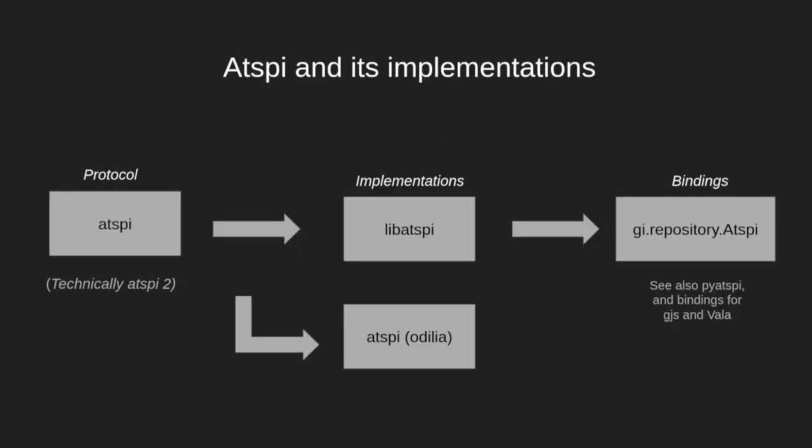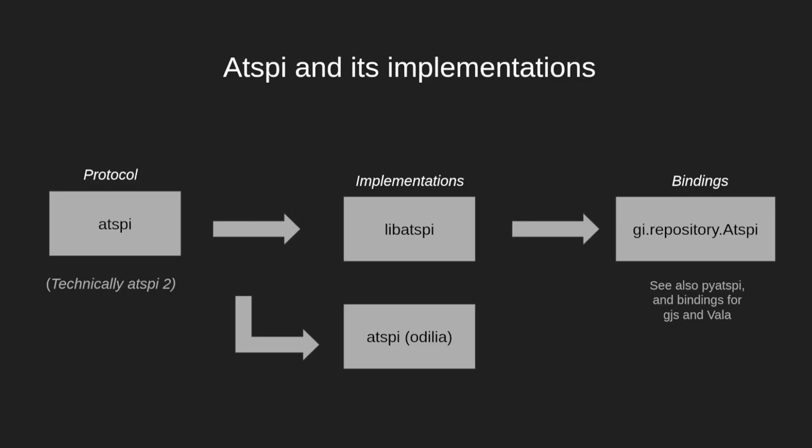When you go to actually start to create your own client application, the boundary between the protocol, the implementations thereof, and then the bindings on top of these implementations can often be a little bit confusing. First, at the protocol level, the version of AT-SPI that is currently used is AT-SPI 2. You might see it referred to simply as AT-SPI, but AT-SPI 2 is the version that communicates using D-Bus and is essentially the only one you need to keep in mind. Next, with regards to implementations, there are two main options. There's lib-AT-SPI, which is written in C, and then there's the AT-SPI Rust crate for the Odilia screen reader.